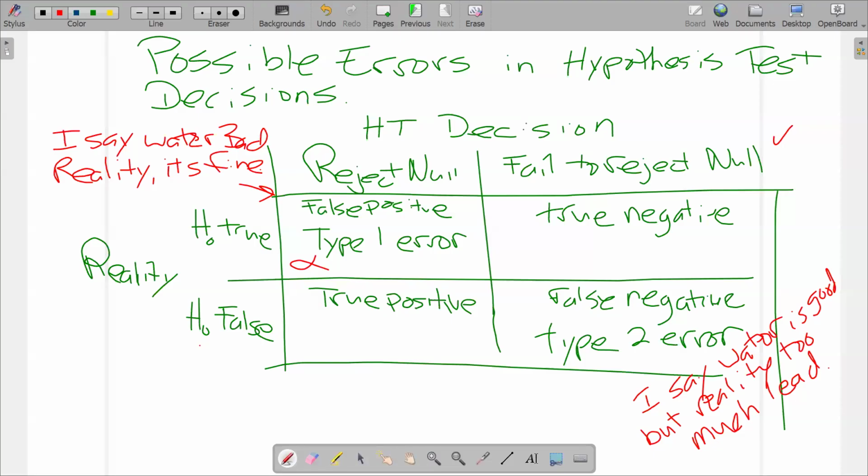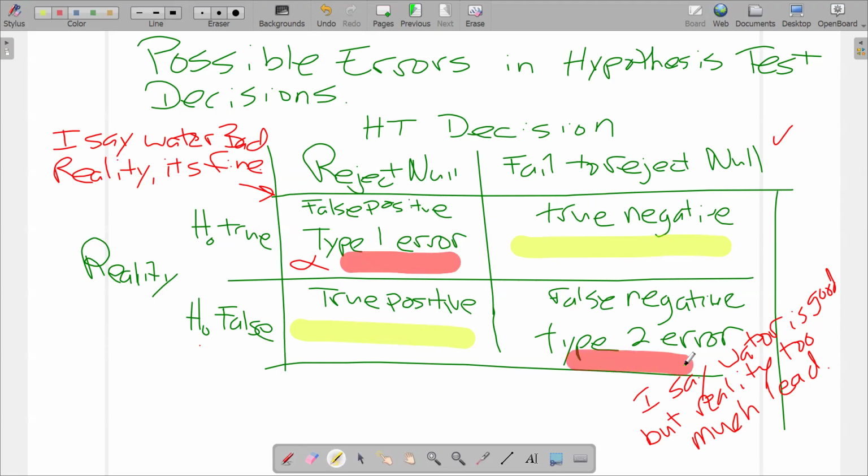All right, so again, these are the possible things that can happen when we make these decisions. Either we reject the null or we fail to reject the null. And then there's the reality that we really don't know about, because we just have a small glimpse of what that reality might be. Either the null was true or the null was false. If we put those two things together, we get 4 possible outcomes. 2 of them are good, and 2 of them are errors in the decision.